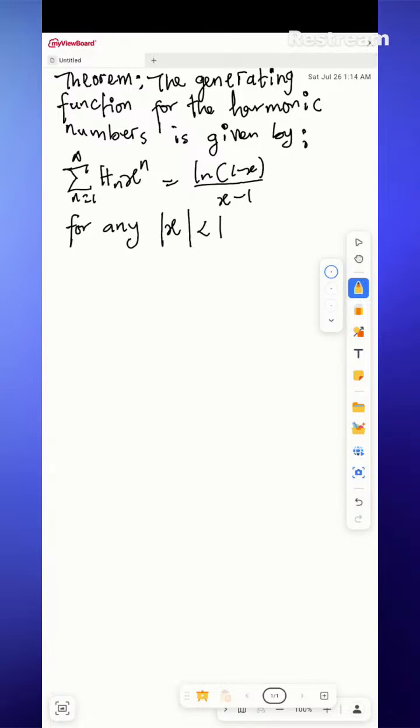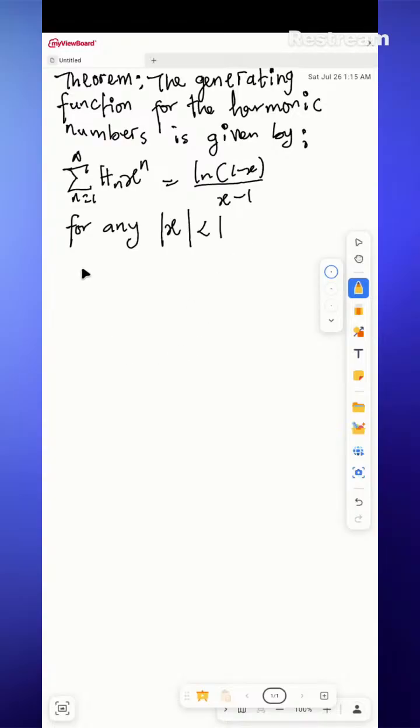So in today's video, we'll be looking into this theorem, the generating function of the harmonic numbers, which is given by the summation of n from 1 to infinity of Hn multiplied by x raised to the power of n equals natural log of 1 minus x over x minus 1, for any absolute value of x less than 1. So I want to prove this formula, okay? That is the summation of n from 1 to infinity of the harmonic number multiplied by x raised to the power of n is equal to the natural log of 1 minus x over x minus 1.